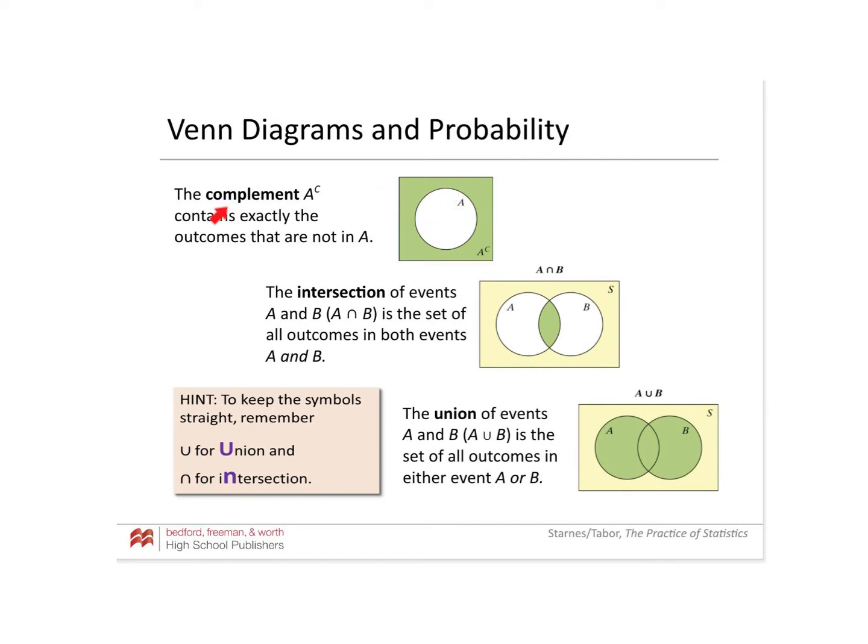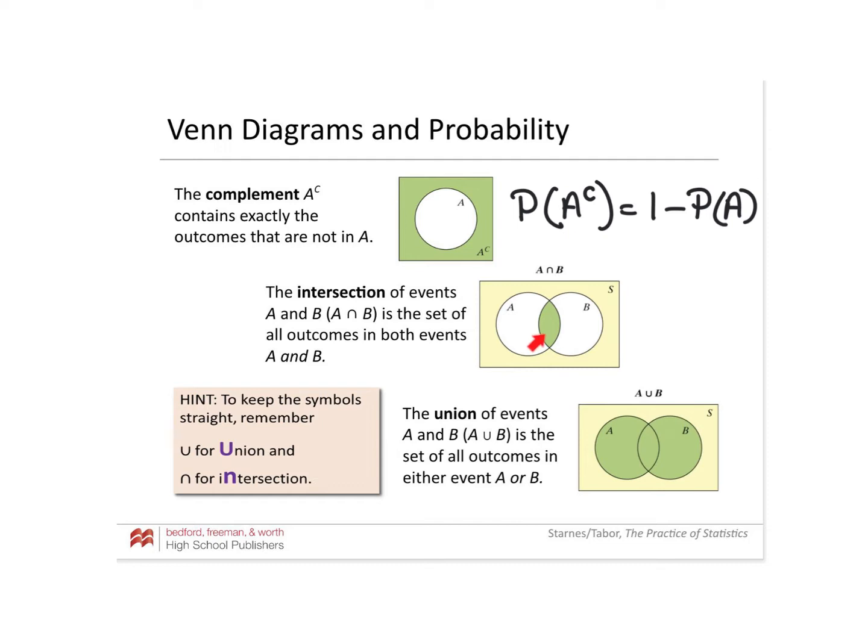Here's an example of the complement rule. Again, think of A as your event. So if this is the probability that it's raining in this circle, the probability that it's not raining is out here, which is why we saw that our complement rule is the probability of A complement is equal to 1 minus the probability of A occurring.